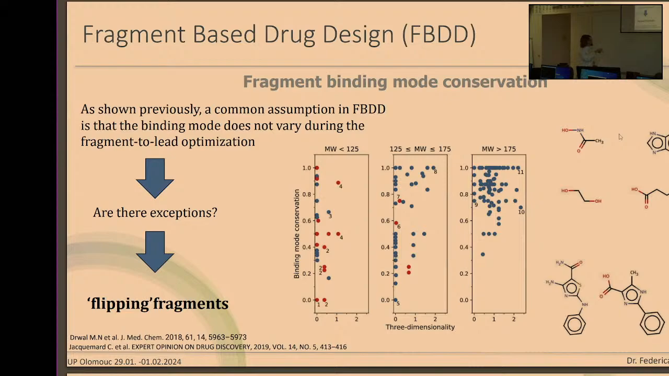Yes, because we have the so-called flipping fragments. As we can see here, this is a plot that I think quite summarizes the concept of flipping fragments. We can see that when we increase the molecular weight of the fragment, very flexible or very small fragments do not maintain their binding mode conformation with respect to fragments with the higher molecular weight, which instead keep their binding mode conservation within the hotspot of the protein. So this is a very nice overview also about the binding mode conservation, which depends on the size of the fragments.